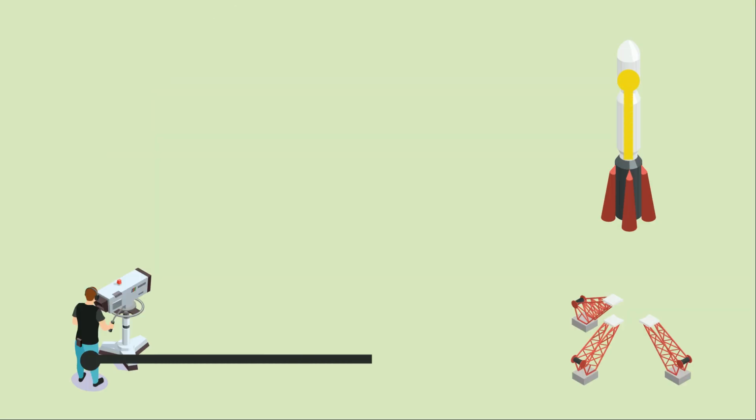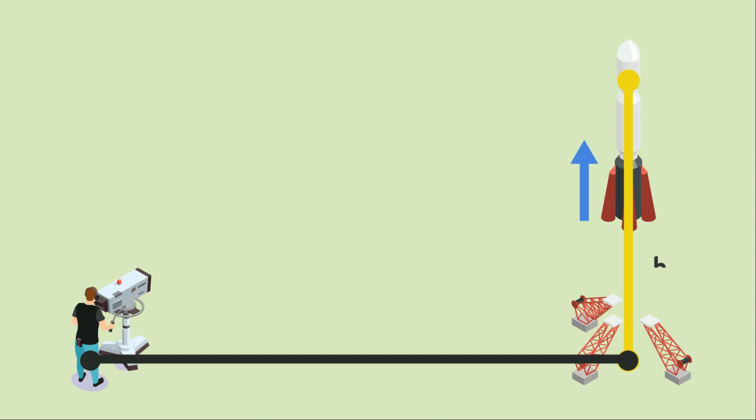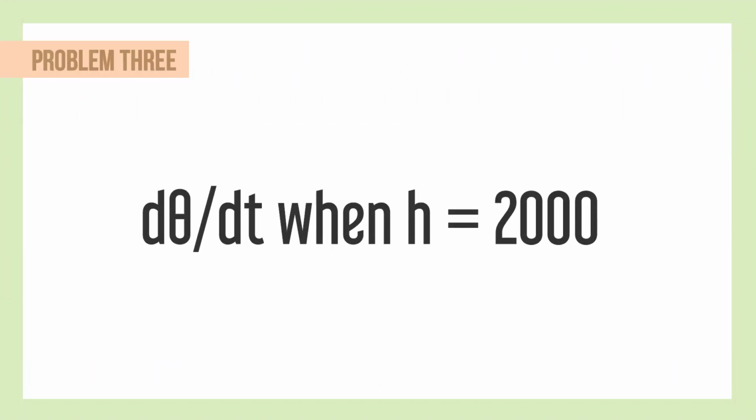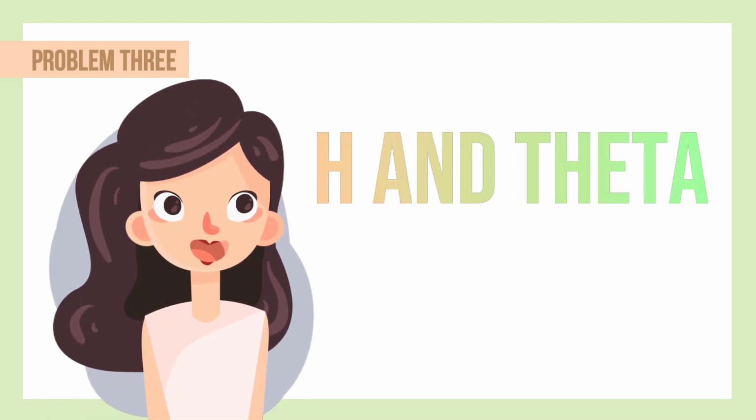Let us list down all our given values. h will denote the height, while theta will be the camera angle. h equals 2,000, dy over dt equals 500, and x equals 4,000. We need to get d theta over dt when h equals 2,000. To do so, we will use an equation relating h and theta.